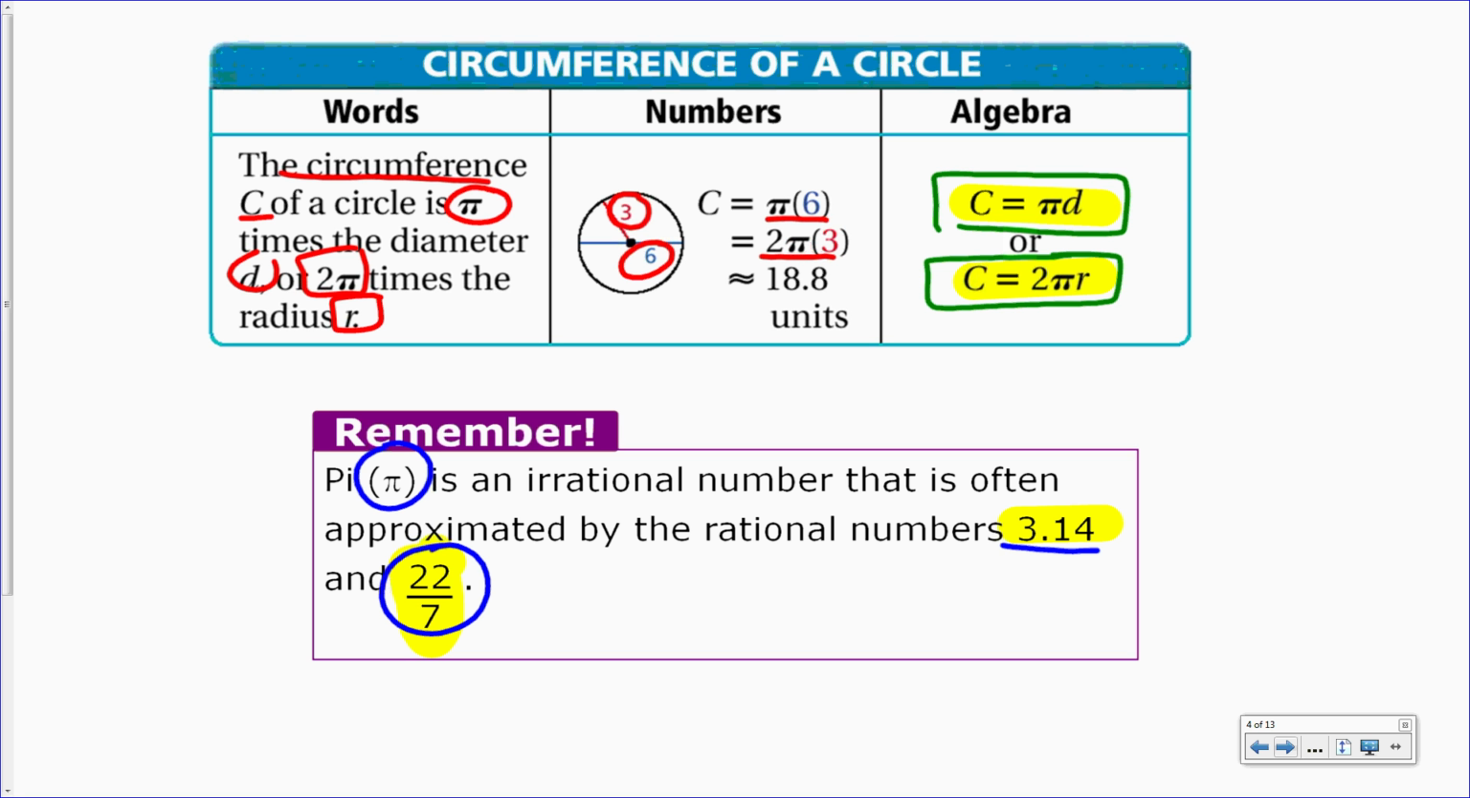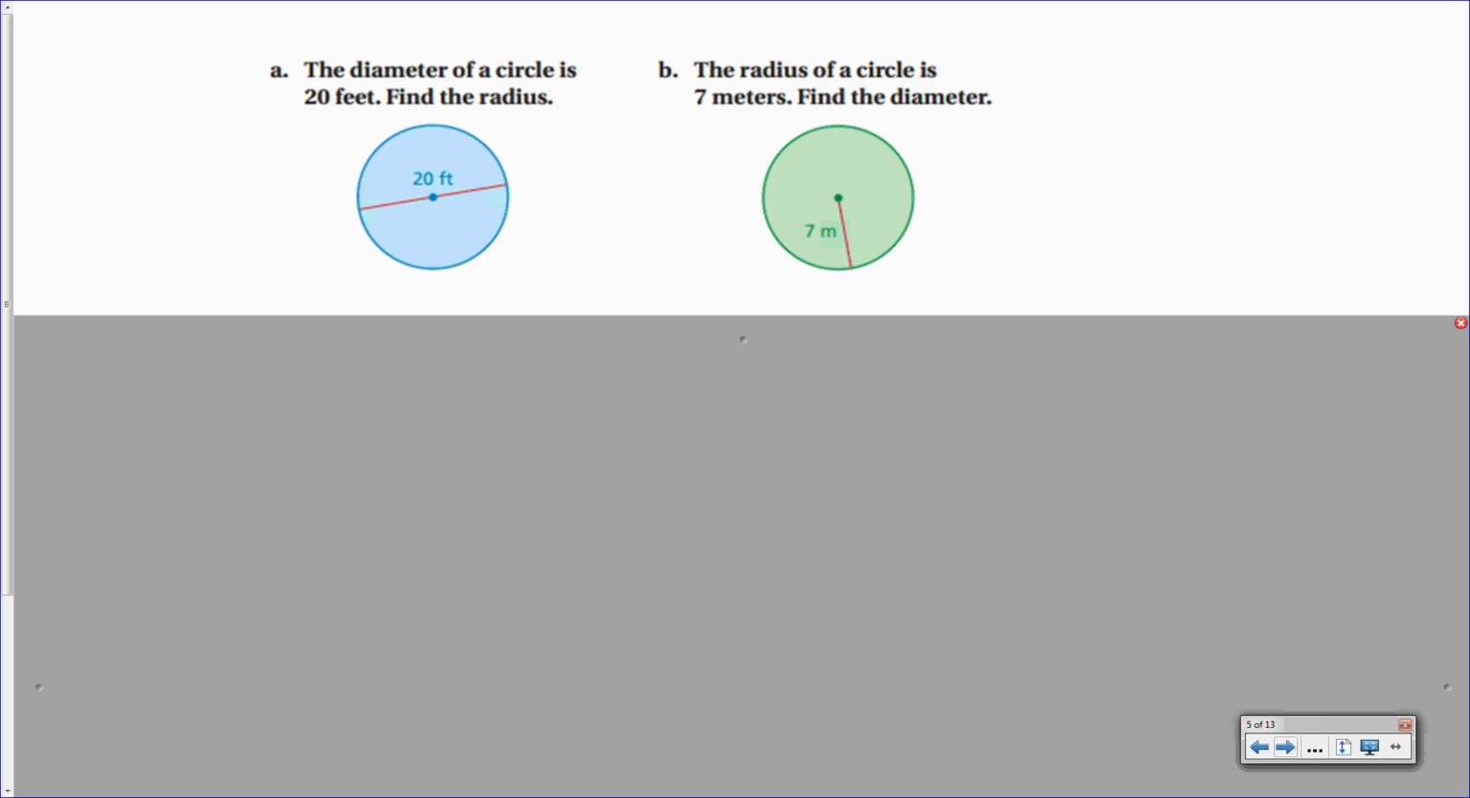So we're going to look at working with some problems, finding circumference and finding area. But first of all, let's work with radius and diameter. Practice on your notes. It says the diameter of a circle is 20 feet. Find the radius. To find radius, now if the diameter is all the way across, radius is halfway across, so you should say that your radius is 10 feet.